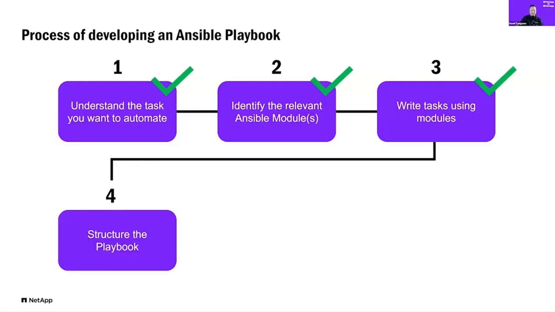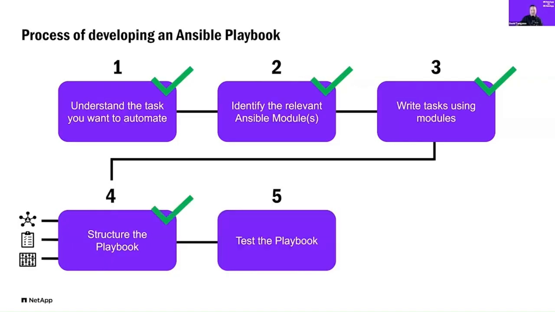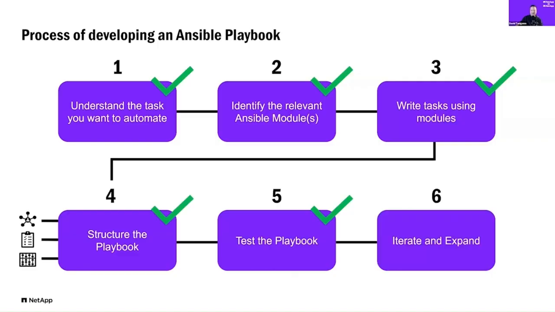Fourth, we're going to structure our playbook. The playbook is a YAML file that identifies the hosts that we're working with, the tasks, the different actions we're going to perform on those hosts, and some other factors like variables and handling conditional actions. Fifth, we're going to test the playbook. So we run the playbook using the ansible-playbook command and make sure that the playbook is executing properly. And then the sixth step is really to iterate and expand. In some cases, we may be adding roles for better organization. We may be incorporating some variables or some conditions or loops. And that's really the overall process of developing an Ansible playbook.